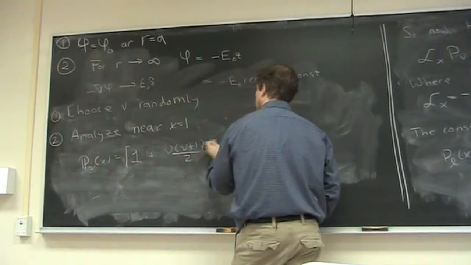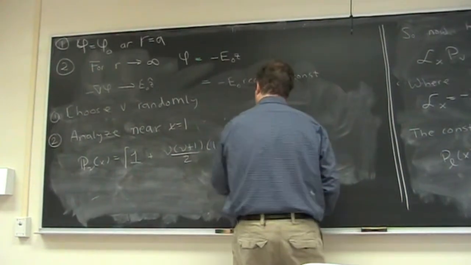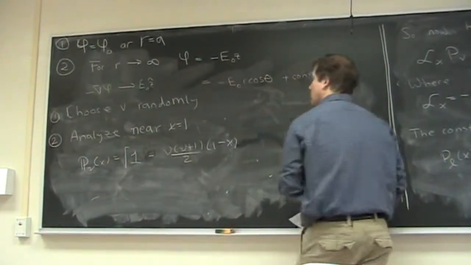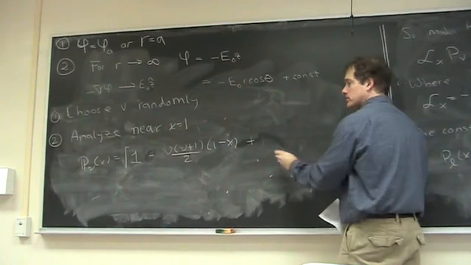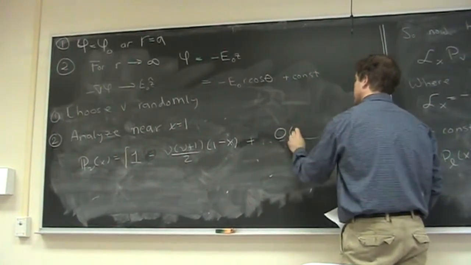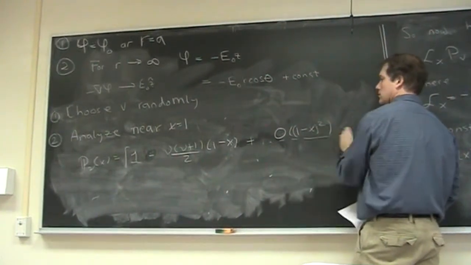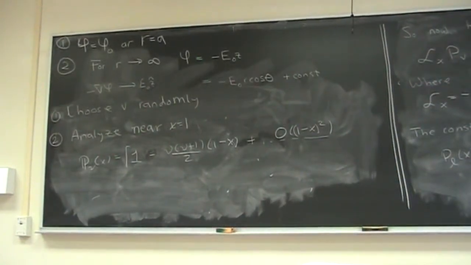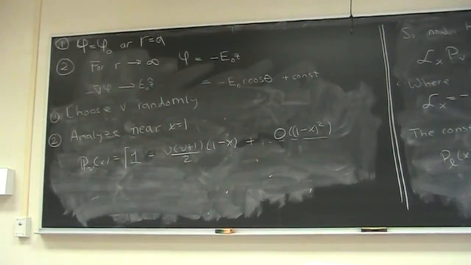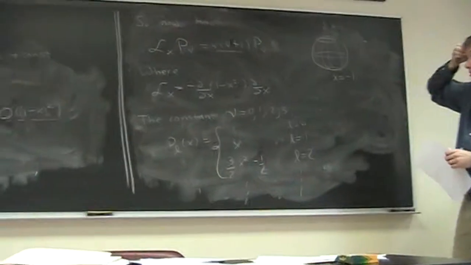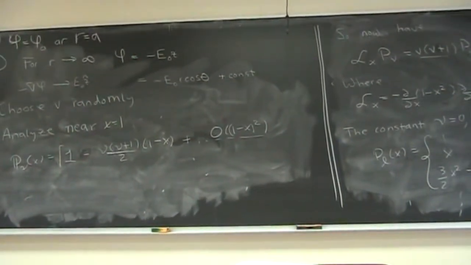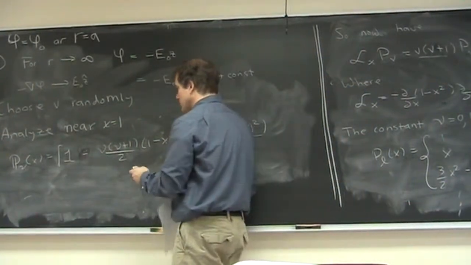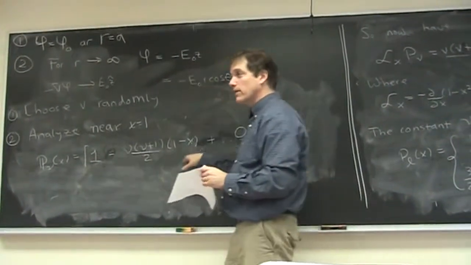It turns out to be nu times (nu plus 1) over 2, times (1 minus x). That's just one term. Of course, there are higher terms, of order (1 minus x) squared and so forth, right near the top of the sphere. Just develop a little Taylor series of this differential equation and solve it order by order. You can find a little Taylor series for this function on the sphere. So now, since you've done some analysis, you know the value of the function and you know its first derivative, right?